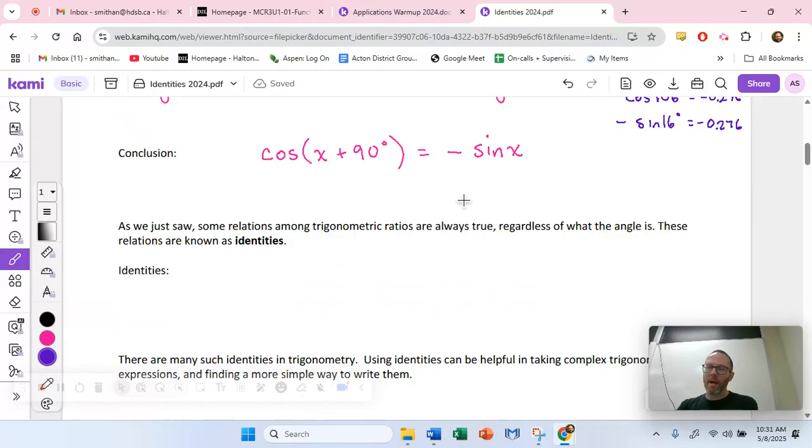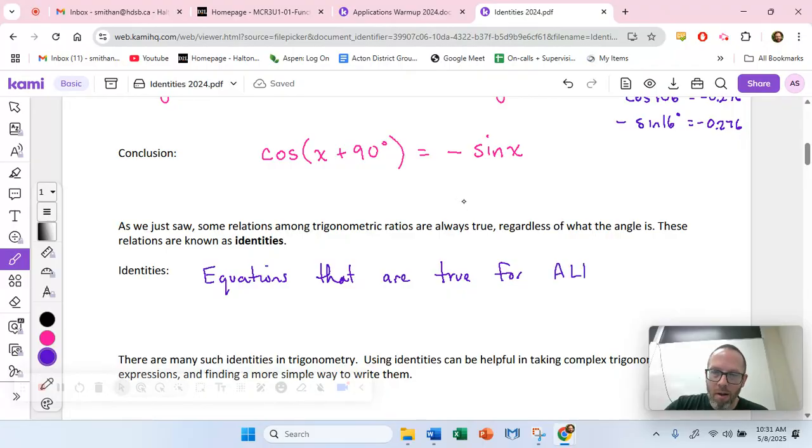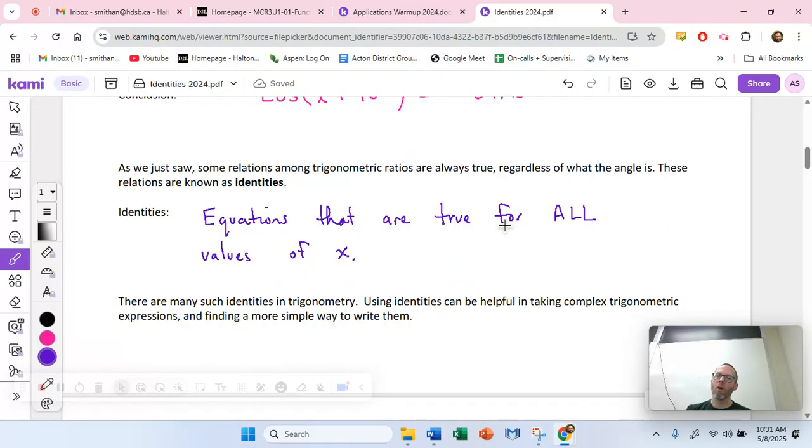Identities. I was going to write on my tablet with marker. Identities. Equations that are true for all values of x. We'll keep it simple. We'll just say all values of x instead of all values of the independent variable.